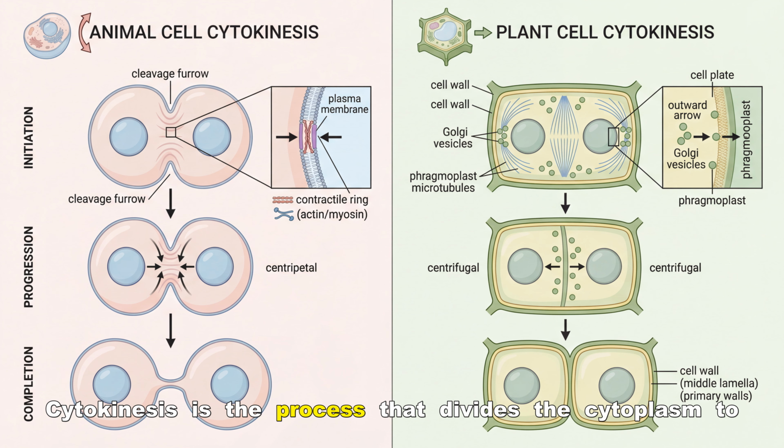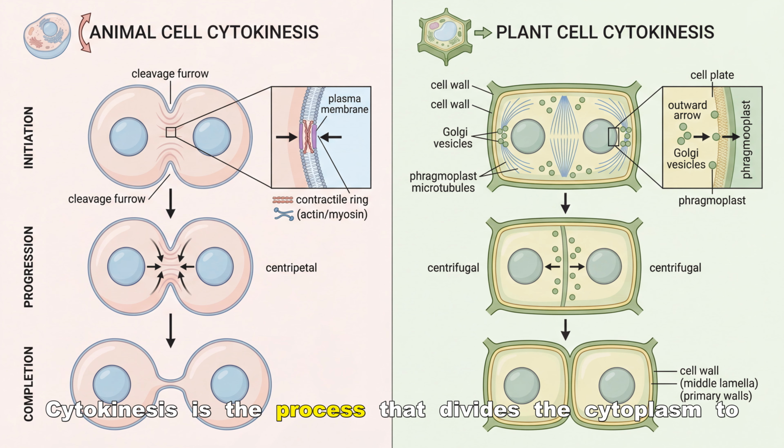Cytokinesis is the process that divides the cytoplasm to produce 2 separate daughter cells, and it occurs differently in animal and plant cells due to the presence of a rigid cell wall in plants. In animal cells, cytokinesis involves the formation of a cleavage furrow, which is created by a contractile ring of actin and myosin filaments that pinch the cell membrane inward until the cell splits in 2. This mechanism resembles muscle contraction and is a nice connection to the cytoskeleton topic, particularly microfilaments.